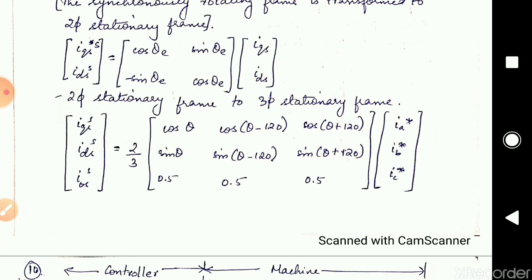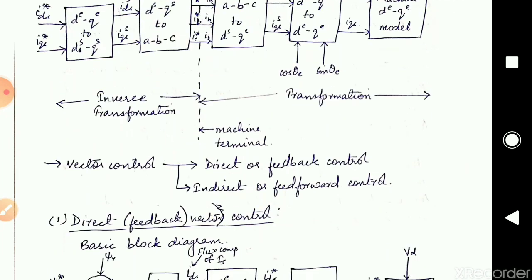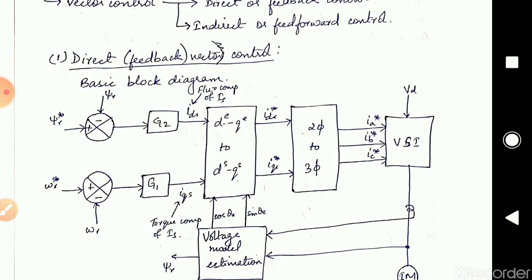Next, for your information, it is actually a more higher level of notes. I will be just discussing, with one sentence, what each control is. There are basically two types of vector control. You have direct vector control and indirect vector control. Direct vector control is also called feedback vector control. Indirect vector control is called the feed forward vector control. So with one sentence I will be just discussing it in this video. For more information you can read the notes. If you have any doubt you can ask me.